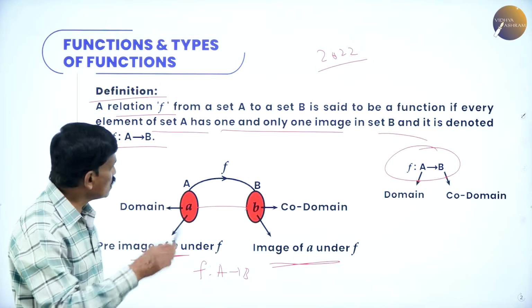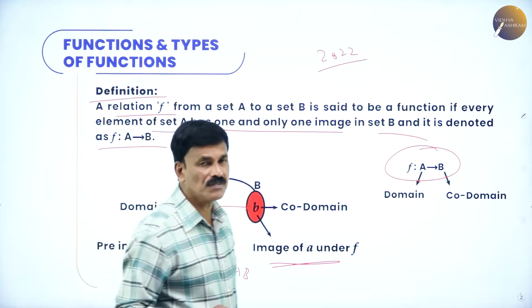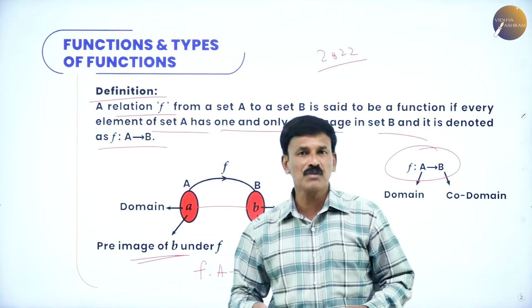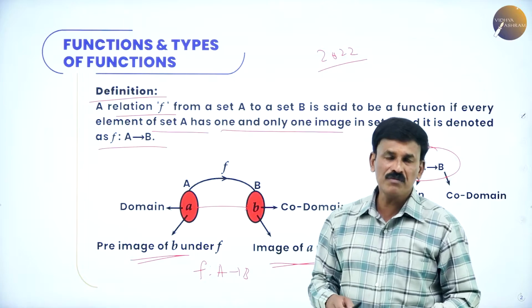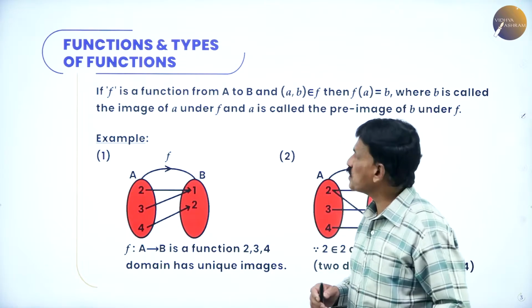Now that is regarding the definition of a function. By knowing the definition of a function, let us know the different types of functions. The different types of functions you are going to study are one-one function, onto function and bijective function. Now let us come to the first one.